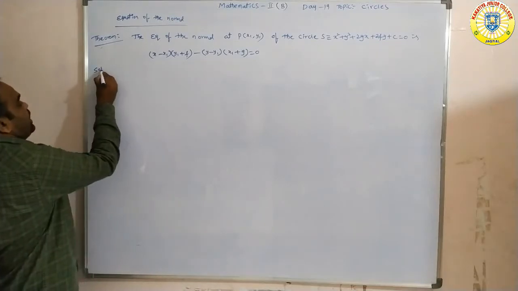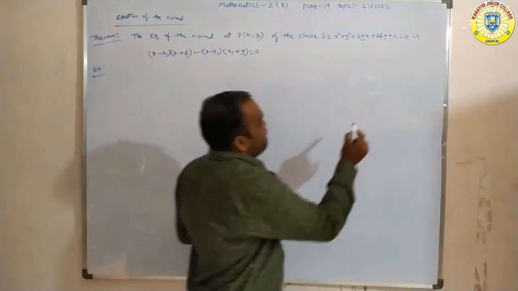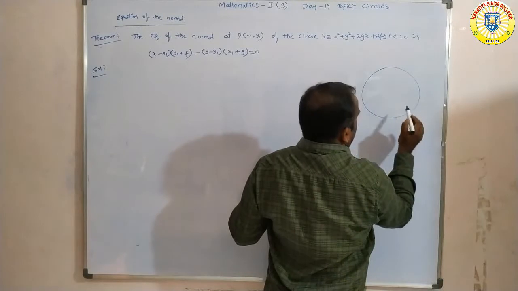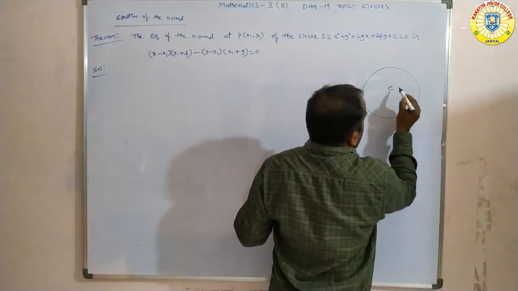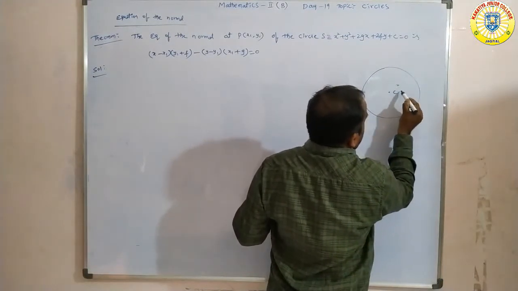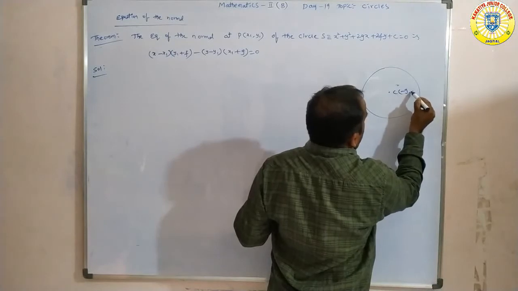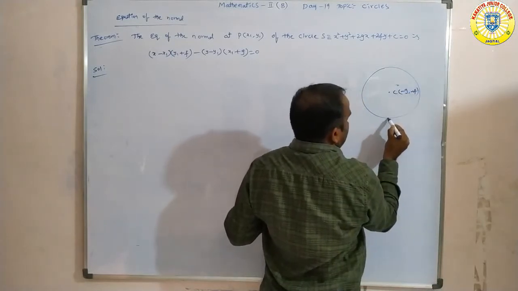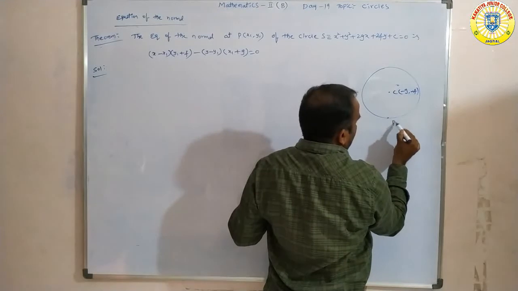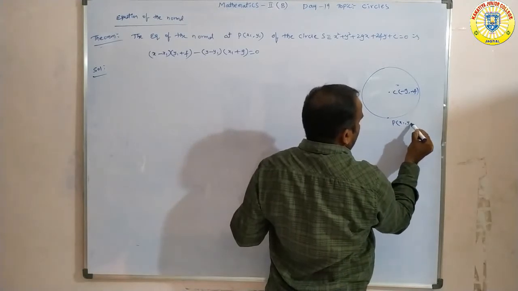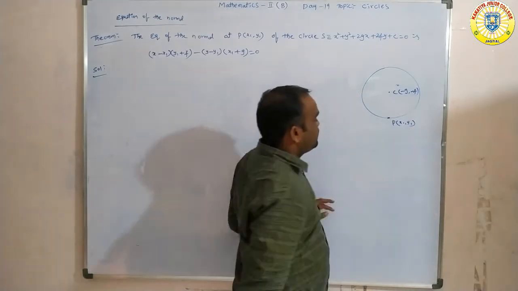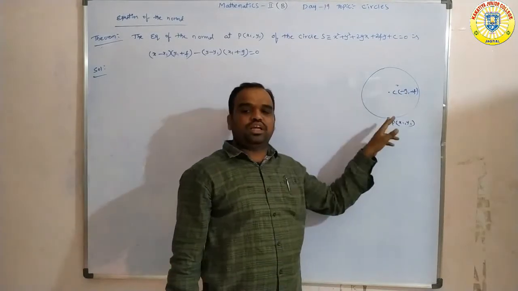See here, we are writing the solution. This is the circle. This is the center. What is the center of the circle? Center is minus g comma minus f. This is the point P. The point P of x1 comma y1 lies on the given circle.